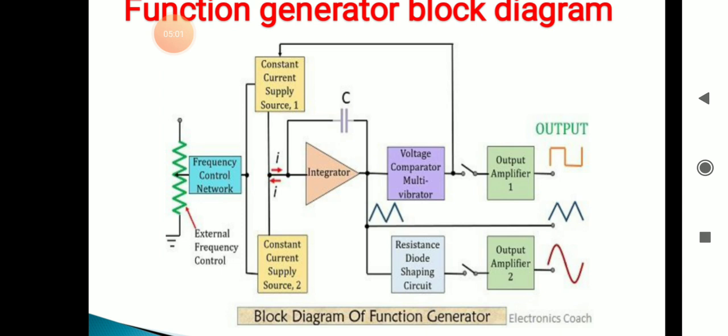Since I1 is a constant, V0i is a linear ramp wave. Consider the linear ramp wave increasing towards the positive, as shown in the figure.